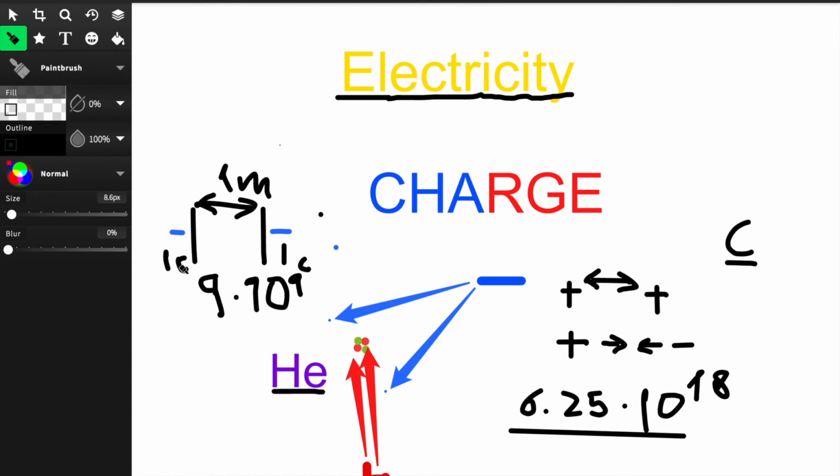If you have 1 coulomb on this side and 1 coulomb on this side that have the same charges, then they're going to repel each other with a force of 9 times 10 to the 9 newtons. In the next video, we will explore charge and potential difference in more detail.